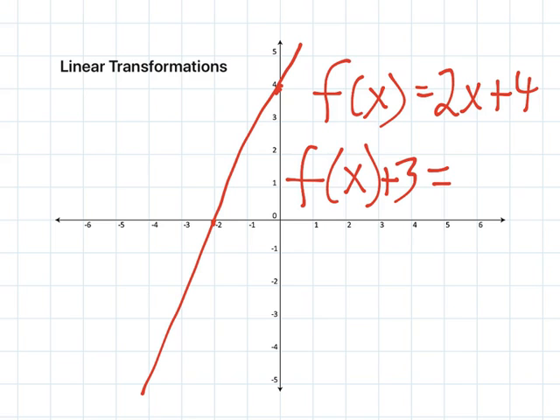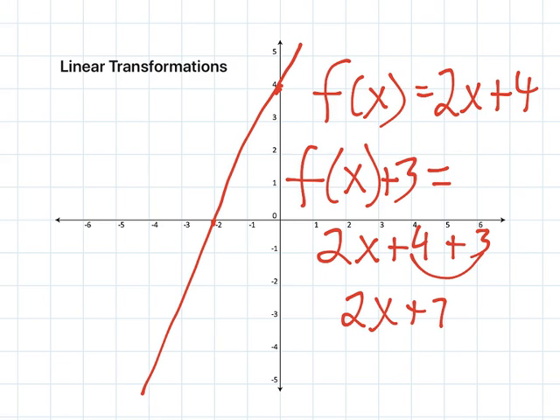And in the last case here, where I'm adding or subtracting outside of the function, in this case I go from f of x equals 2x plus 4 to f of x plus 3, and all I do is just write the original function, 2x plus 4, and then plus 3 at the end. So I can combine those two terms and it ends up being 2x plus 7. So the slope stays the same, 2, but I move it up 3. So in essence, when I add or subtract outside of the function, I move it up or down depending on adding or subtracting.